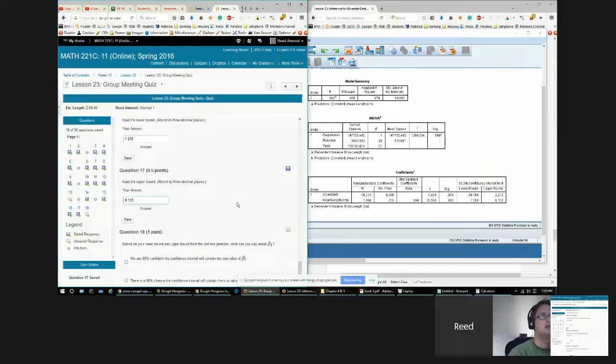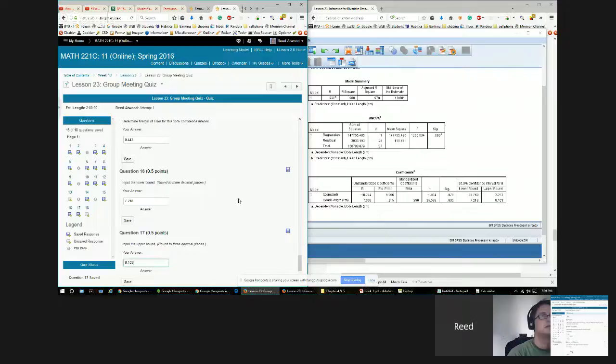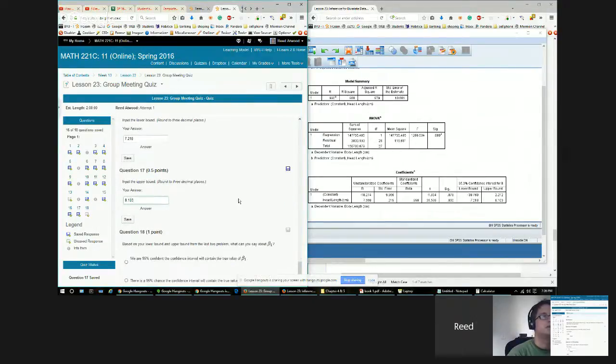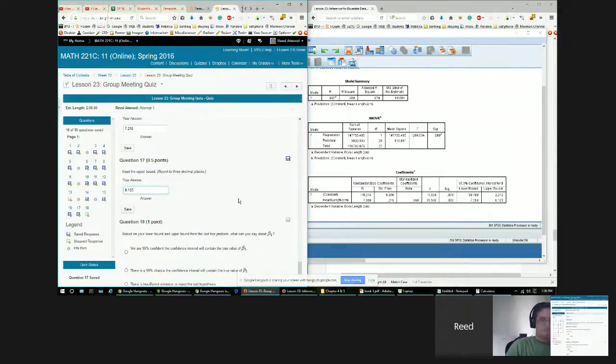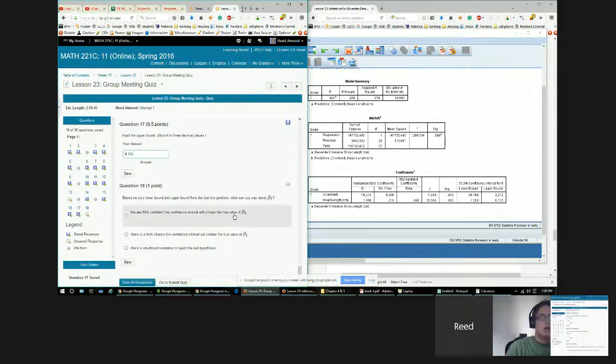Okay, so then 15 is what again? 15 is 0.443. Okay, and then the other ones are the same as the ones that I have. So it should be 7.218 and 8.103. Yeah, I get those same values. Last question. So this one I got right. It's A.